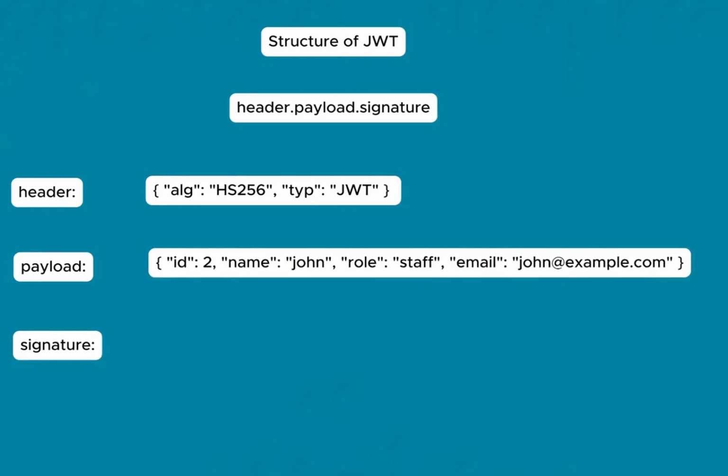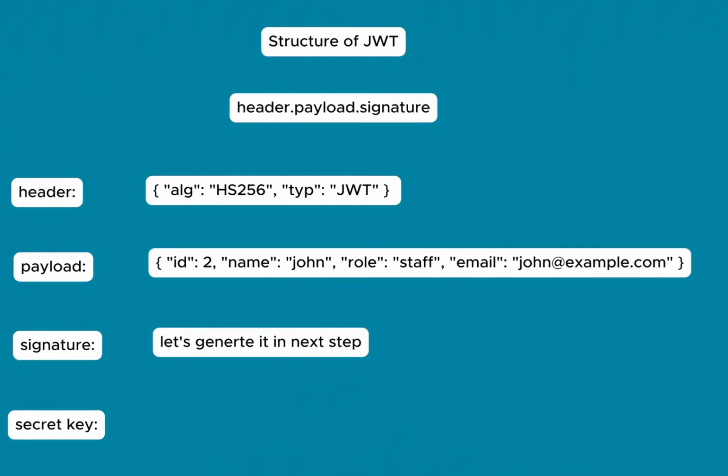The signature ensures the integrity of the token, meaning it has not been altered after being issued. All the power of JWT lies in the signature part, and it is generated carefully. To generate the signature, we need a secret key. The secret key can be any value you choose, and we normally place it in the .env file.